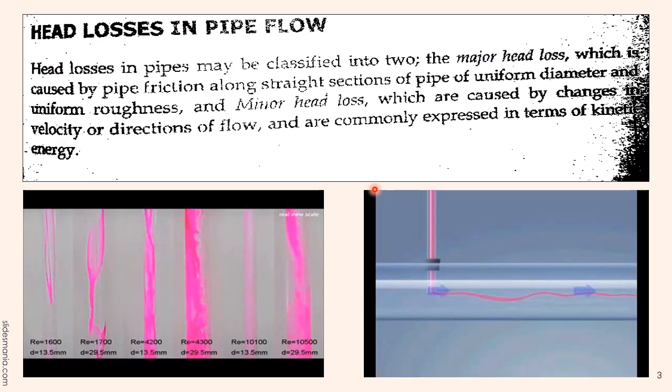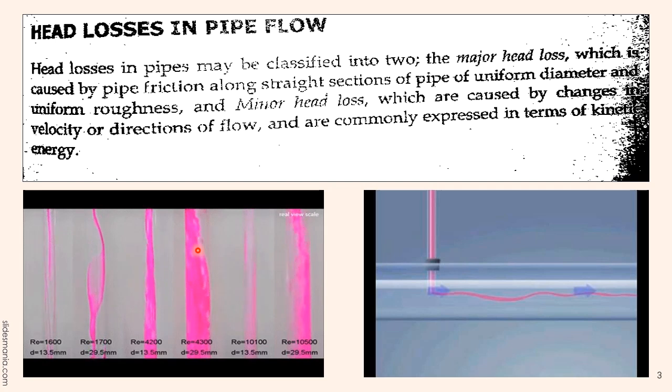Before we start, let us first take a look and have a short opening for our topic. Head losses in pipe flow. Head losses in pipes may be classified into two: the major head loss, which is caused by pipe friction along the straight sections of pipe of uniform diameter and uniform roughness, and minor head loss, which is caused by the changes in velocity or direction of flow, and is commonly expressed in terms of kinetic energy.